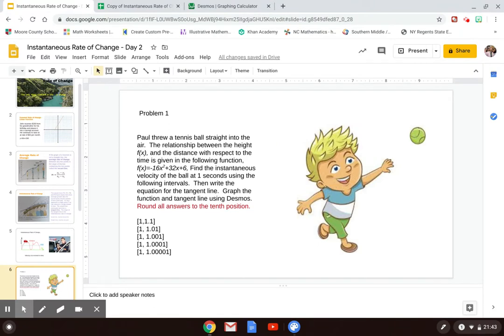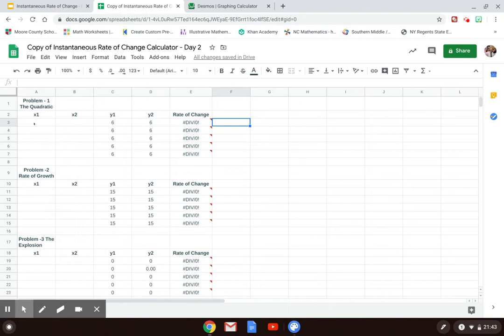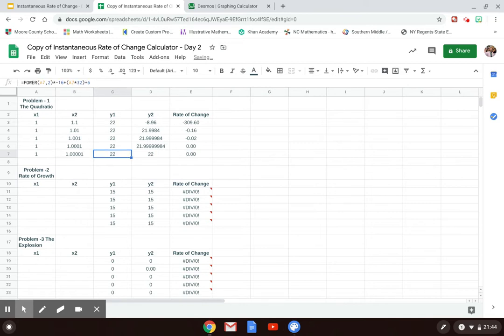Just like on Friday, I made you a calculator that you can use for this on Google Sheets. We're simply going to begin by typing our intervals. You'll notice again, every interval begins at 1 because that's what we are trying to find the instantaneous rate of change of. And these intervals are all getting closer and closer to 1. That's what these decimal numbers mean. They're just getting smaller in value and closer and closer to 1. So we're simply closing the interval.